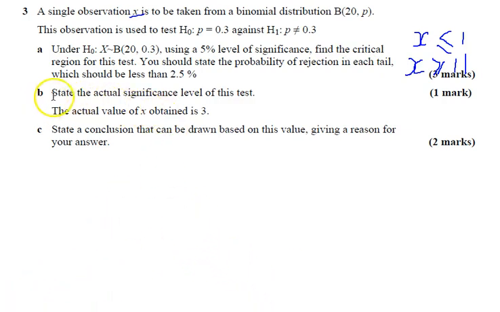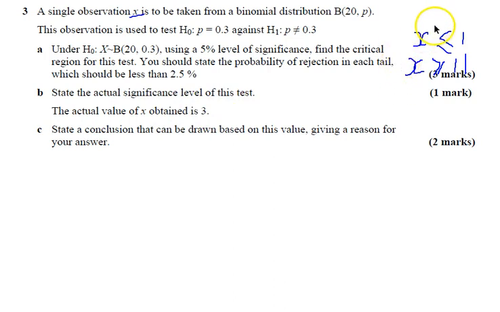So in part B, it says state the actual significance level of this test. So for this, we've actually already got it. If in part A you did write those two probabilities down, remember 2.5% was in between, and we went for the one that's below, and in this case we went for the one that's above, so that we were within that 2.5%. And then the actual significance level is just adding those two probabilities together.